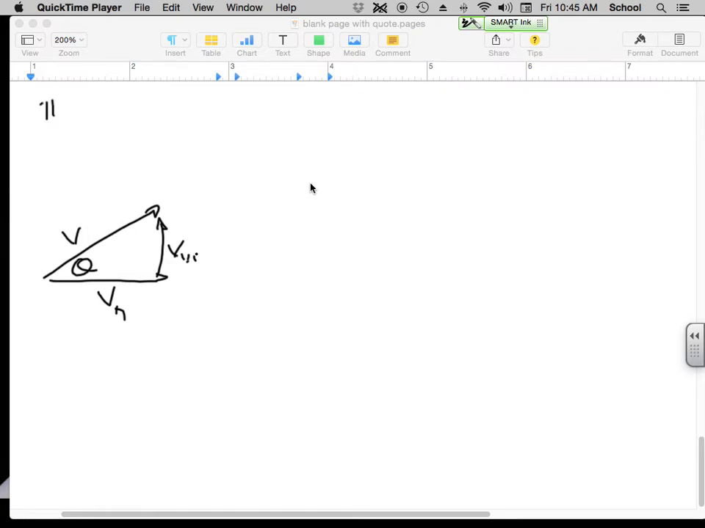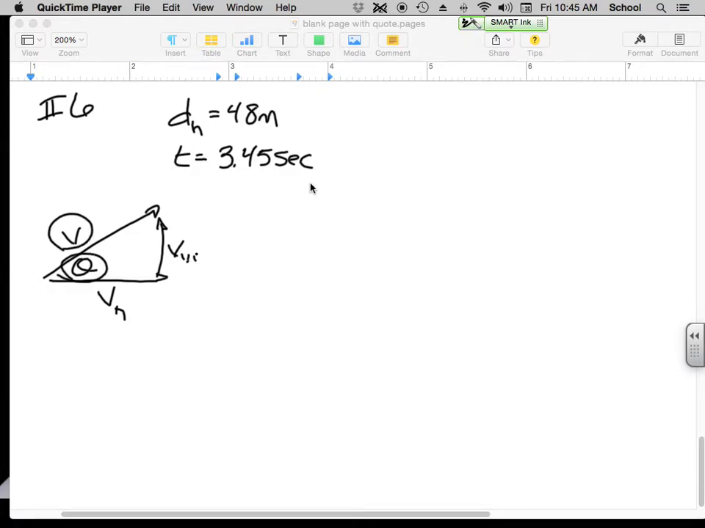Okay, if we're gonna look at number six, this little drawing helps. Charlie's gonna kick a 48-meter field goal, so how far does the ball need to go? 48. So the DH here appears to be 48 meters. Now, it said it had a hang time or a time total of 3.45 seconds. And we want to know the initial angle and velocity of the kick. So if I want to know this and this, then I clearly need to find that and that.